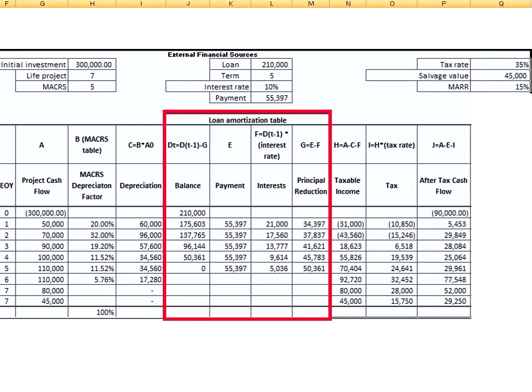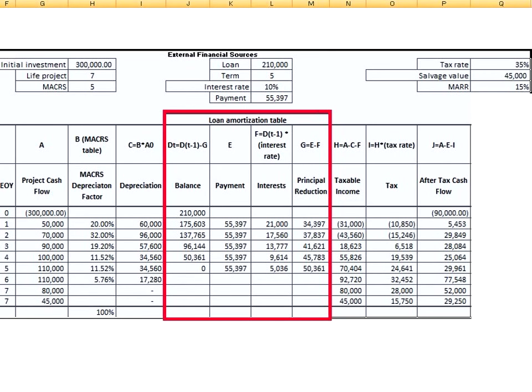And we begin with the loan of $210,000, and the amount of time we have to pay this is 5 years. The interest rate is 10%. We can compute the payment every year to be $55,397, as this payment would be the present value, 210,000 times A given P for 10% and 5 periods.